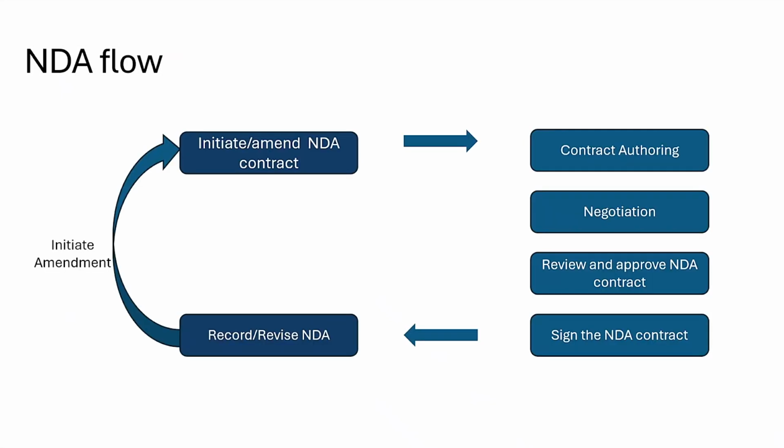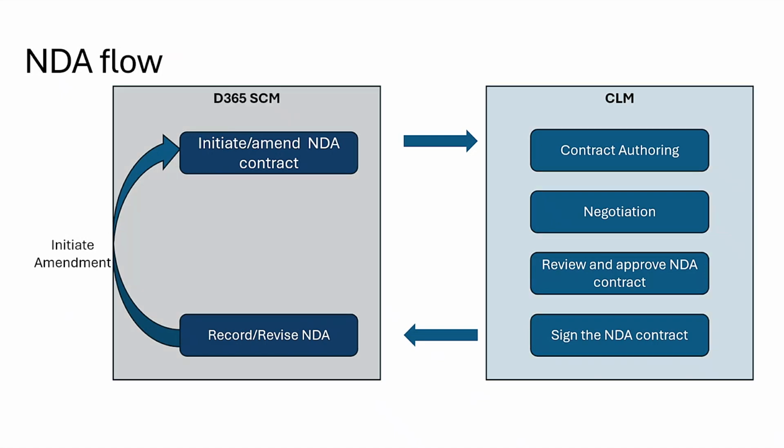In this flow, contracts are initiated against a supplier in Dynamics 365 supply chain management, and the record of contract remains available in Dynamics 365. Just like the purchase agreement flow, amendments can be initiated in Dynamics 365. Contract authoring, starting with creation of the NDA, adding supporting documents, and signing the contract, is managed in the CLM solution, and the record of contract is tagged with the supplier in Dynamics 365 supply chain management.